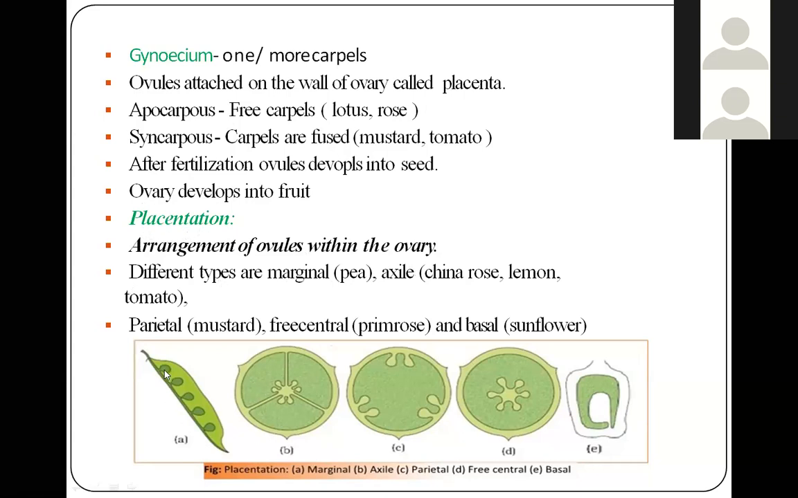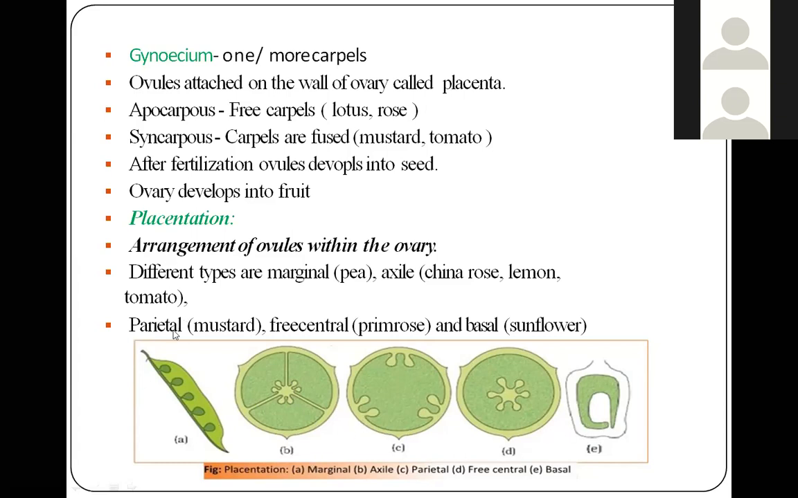So you can see here the different types of ovules, which are arranged in different manners. The different types of arrangement of the ovules observed inside the ovary is known as placentation. The different types are: first marginal, second axile, third parietal, fourth free central, and fifth basal, right? So these are the 5 types of placentation observed in plants.